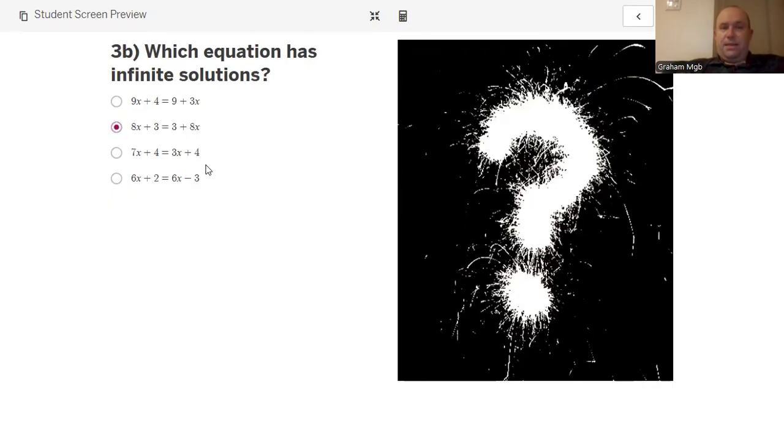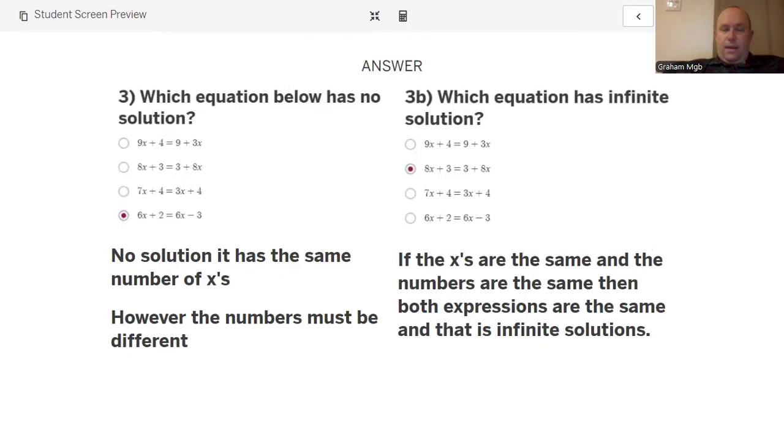So as we said, B is going to be the one for infinite solutions, just because we've got 8x and 8x, 3 and 3. We try to write it the other way around just to try and confuse us, though. And there's the answer and the explanation if you need to pause at this time.